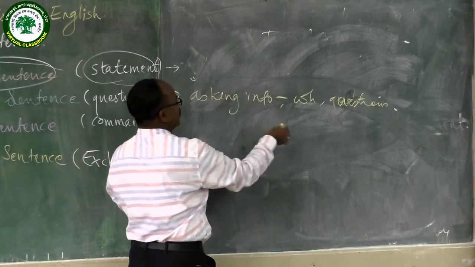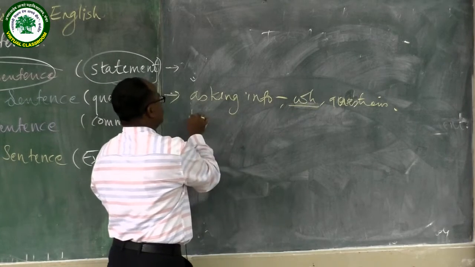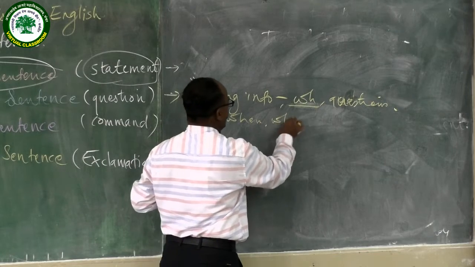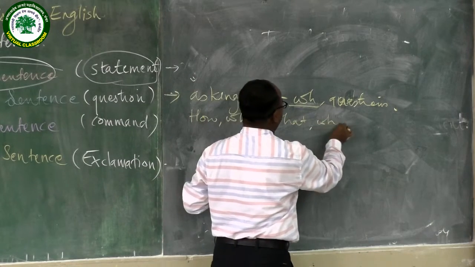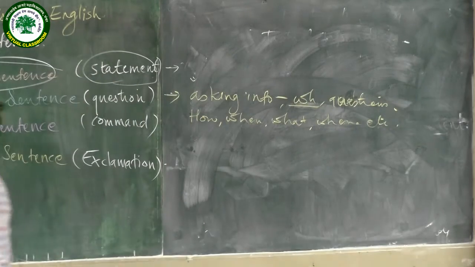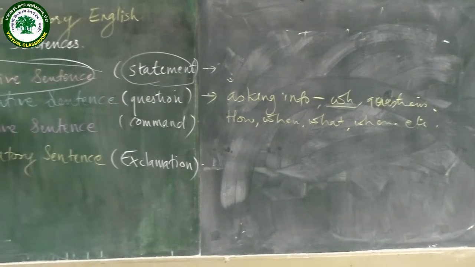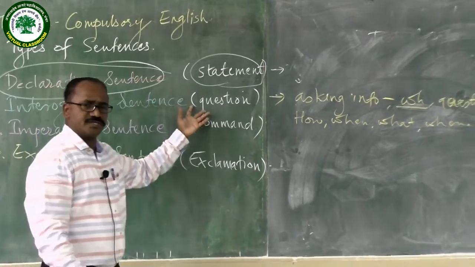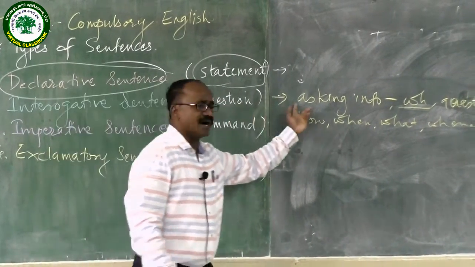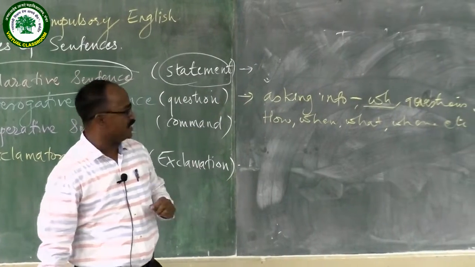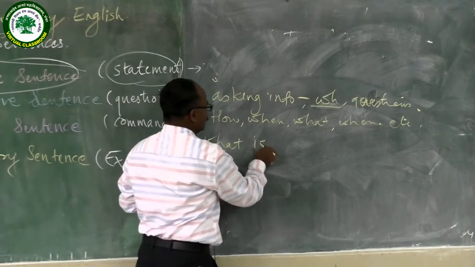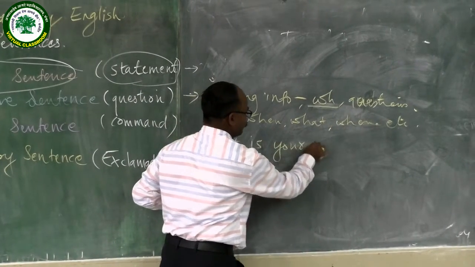or they are also starting with how, when, what, where, etc. Now look at the statements, like when I talk about interrogative sentences, they ask questions, or these sentences are generally used for the sake of asking information or asking questions. Now if I say, what is your name?